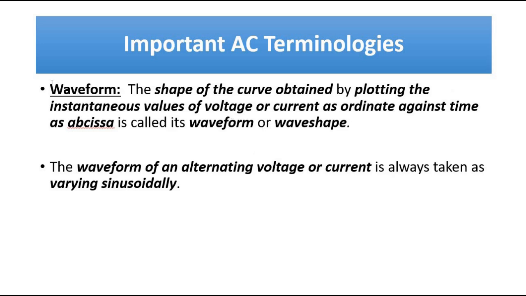So first is waveform, the shape of the signal waveform. Waveform is basically the shape of the curve which is obtained by plotting the instantaneous values of voltage or current, Vt or It, with respect to time, where voltage or current is plotted on the y-axis and time is plotted on the x-axis, ordinate and abscissa. It is called the waveform or wave shape.